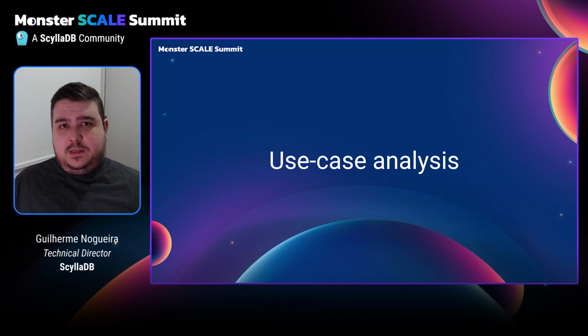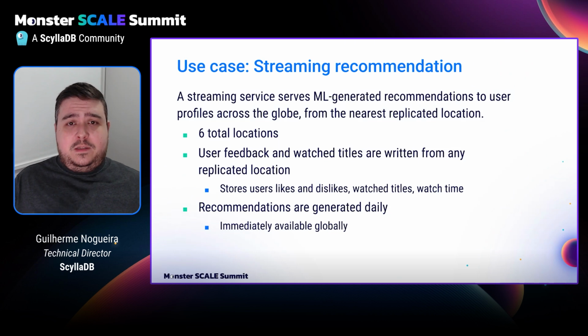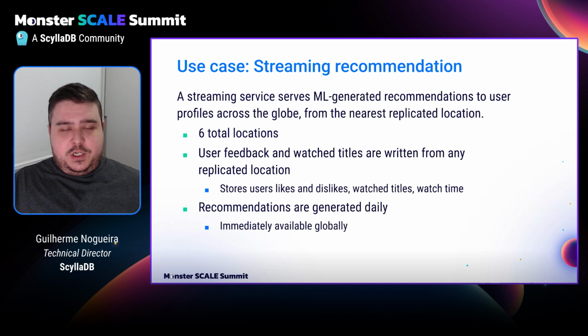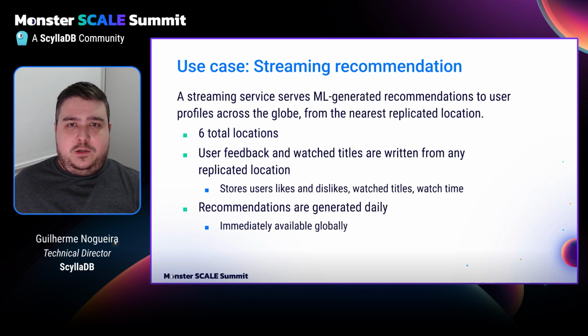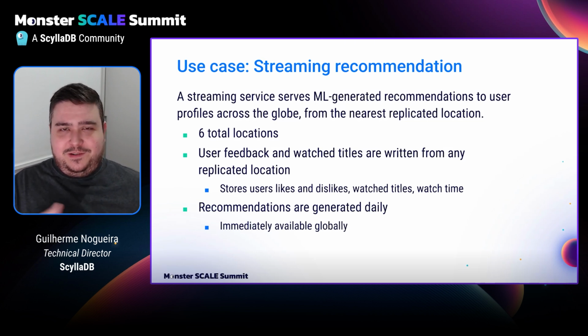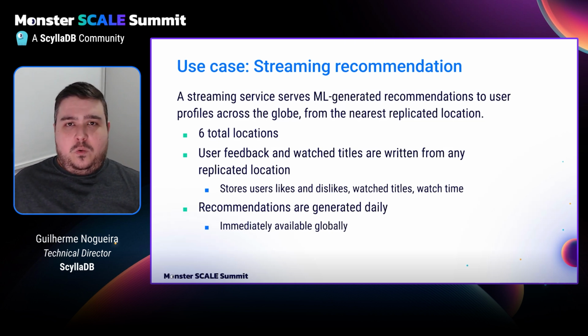So going over the use case analysis, as I mentioned, this is a use case that is based on a streaming recommendation. So this is machine learning generated recommendations and user targeted profiles, and those are served across the globe, and always from the nearest replicated location. So this is a streaming company. They use machine learning to generate those user-oriented recommendations, and those recommendations are stored in a database and need to be very efficiently fetched whenever the user opens up their application to have streaming titles recommended to them.